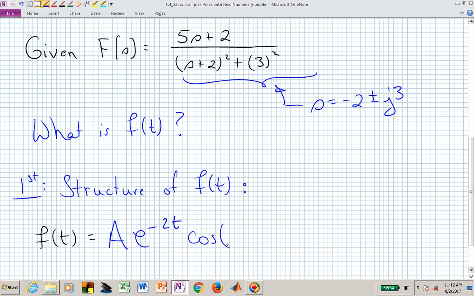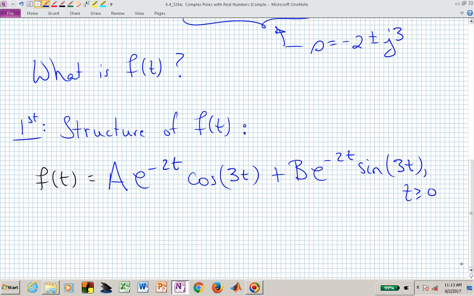Let's say this is now our cosine piece. What's the frequency? Well, that's the imaginary component of that complex pole. So that's now cosine of 3t. But we have a numerator that's not necessarily exclusively associated with a cosine transform or a sine transform. It could be some combination. So in general, the structure has to possess both a cosine without a phase shift at the frequency 3t and the sine. So the sine is then b e to the minus 2t sine of 3t, and all of those are for non-negative values of time.